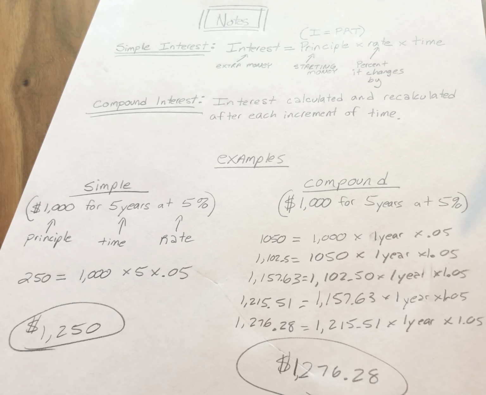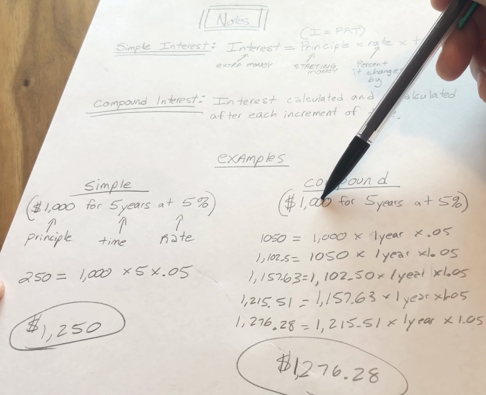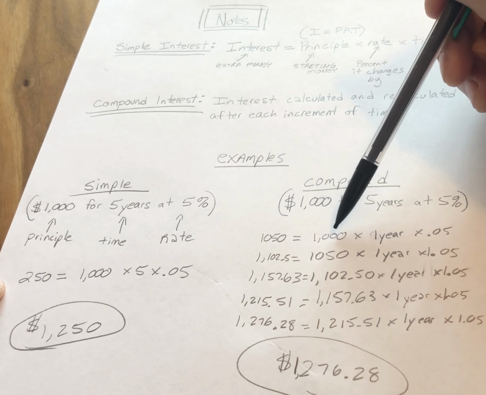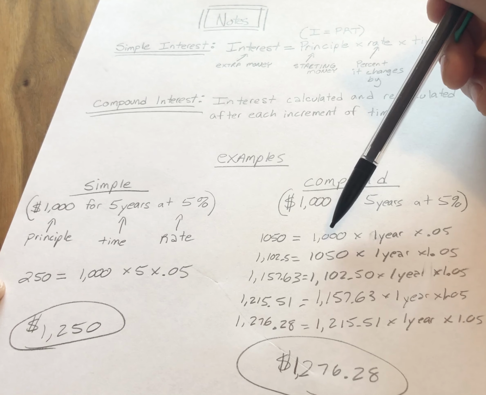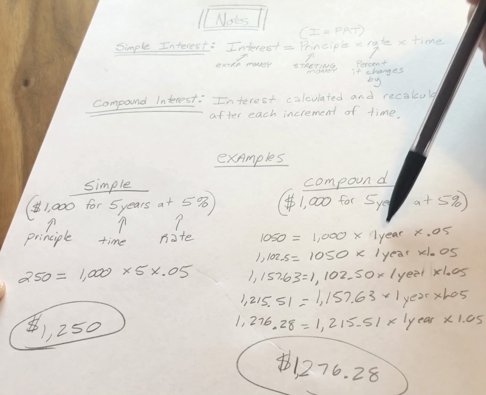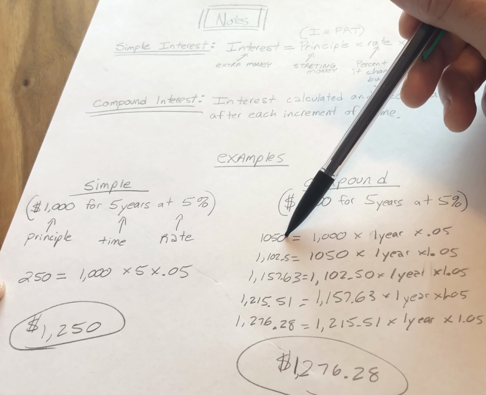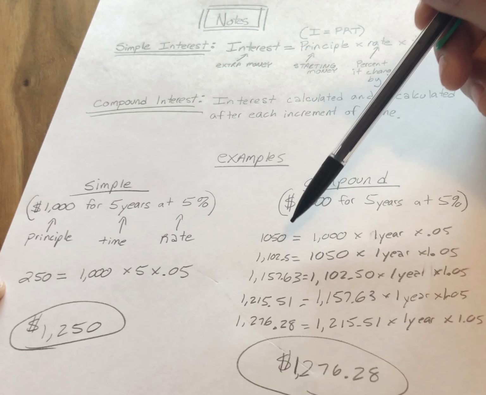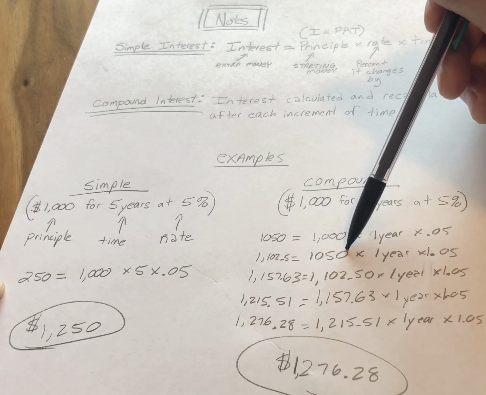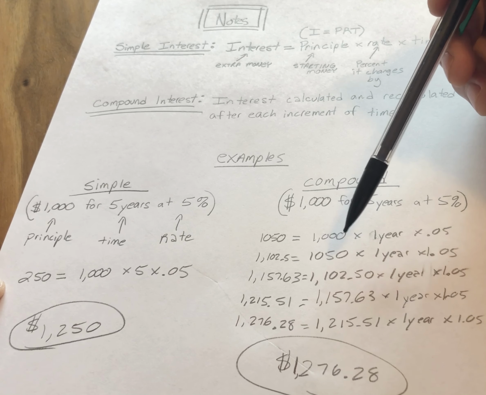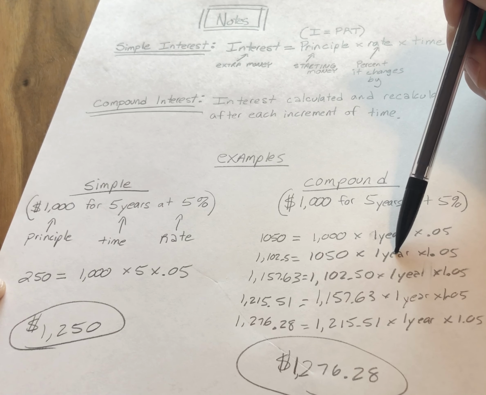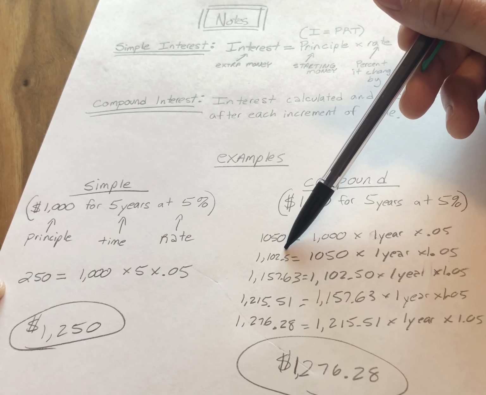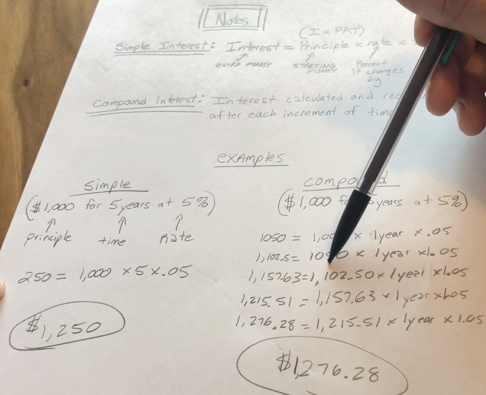Now, compound interest would be similar. For Christmas, if my dad gave me $1,000 for 5 years at 5%, after the first year, I still do the exact same thing. 1,000 times 1 year at 5%, and I end up with $1,050 after that first year. So in my account after that first year, there's $1,050 in there. I save it for another year. I have $1,050 that I save for another year at 5%. Now that account has $1,102.50 in it, and so on and so on.